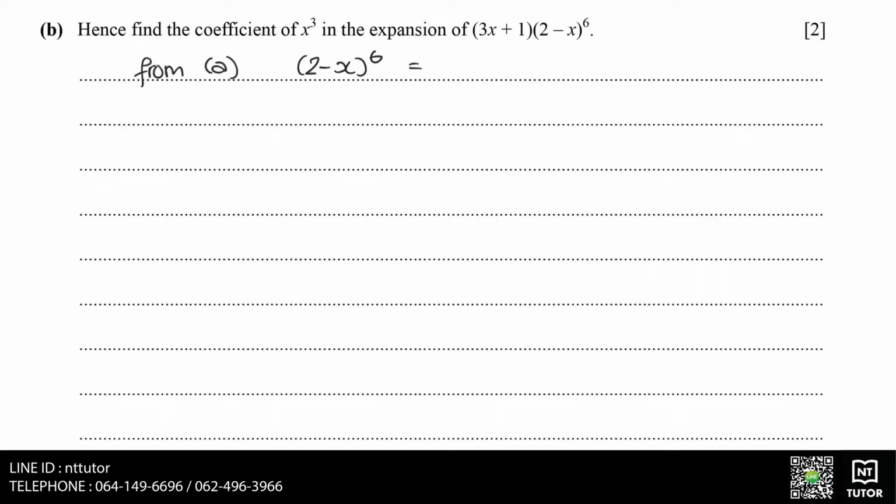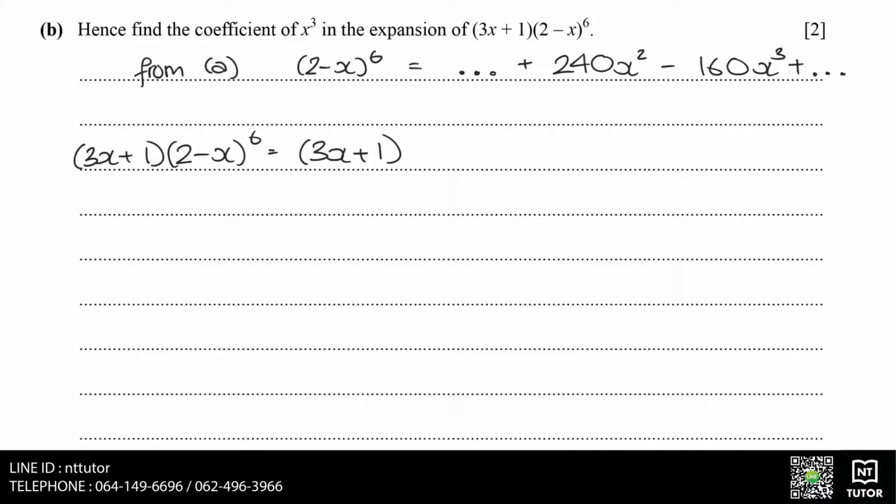From part A, we already did a part of the expansion of (2 - x) to the power of 6. We have the coefficient of x squared and we have the coefficient of x cubed. If we write out the expansion of (3x + 1) multiplied by (2 - x) to the power of 6 in more detail, we would have 3x + 1 in the first bracket, and then in the other bracket, we should have the first term of the expansion, which we don't know, but we can just leave it as x to the power of 0 for now.